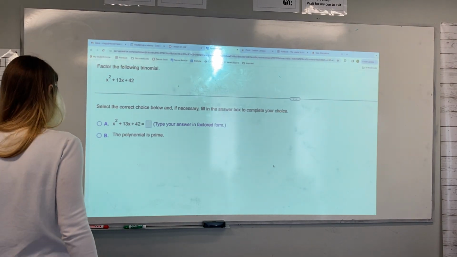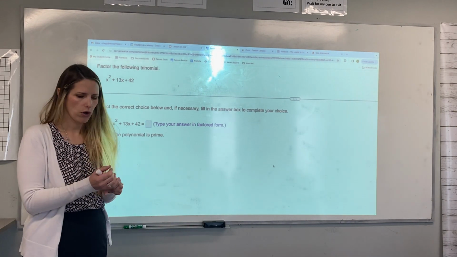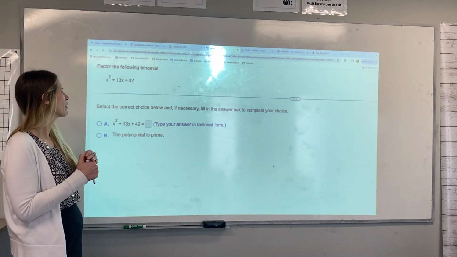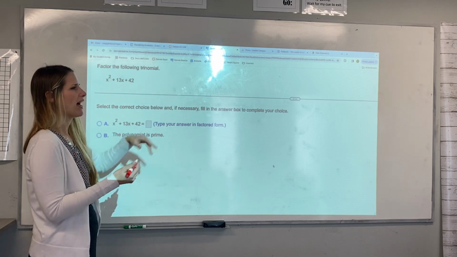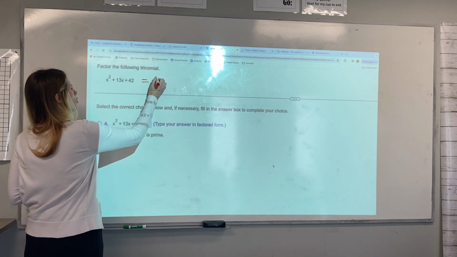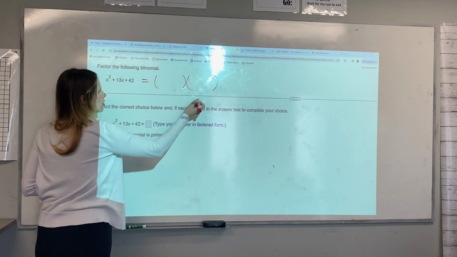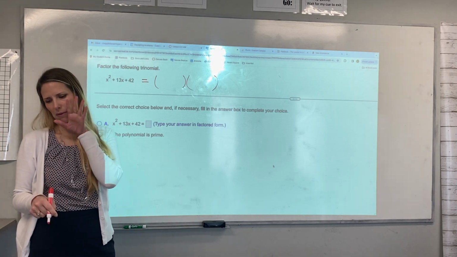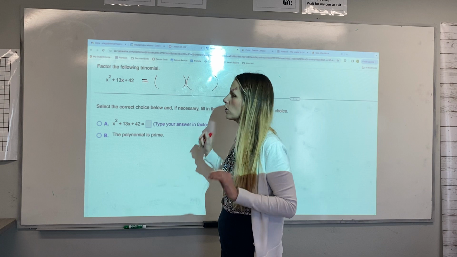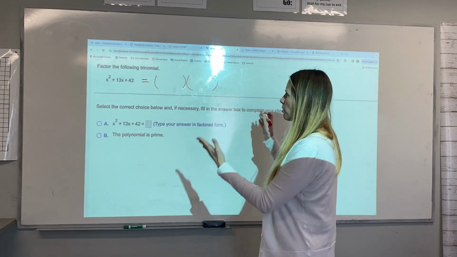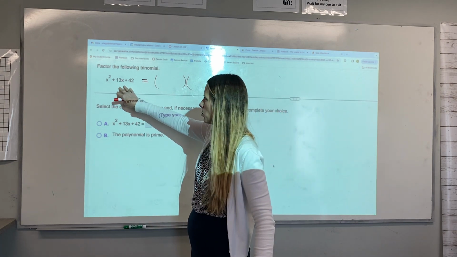Okay, number 1, this is lesson 6.5 homework. 8 questions, starting with number 1. Factor the following trinomial. When we factor a trinomial, we are looking for the 2 factors. In the future, it might be more than 2 factors, but for now, it's just 2 factors. The 2 binomial factors that multiply together to get the trinomial.